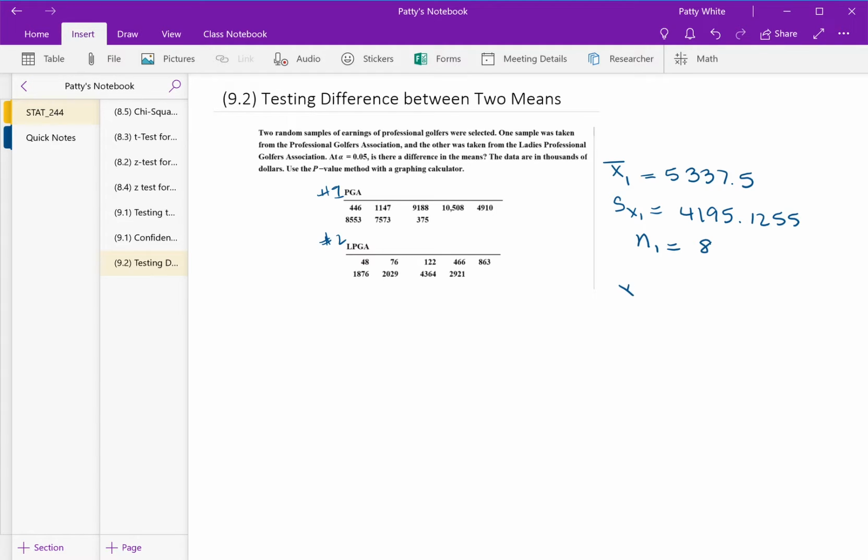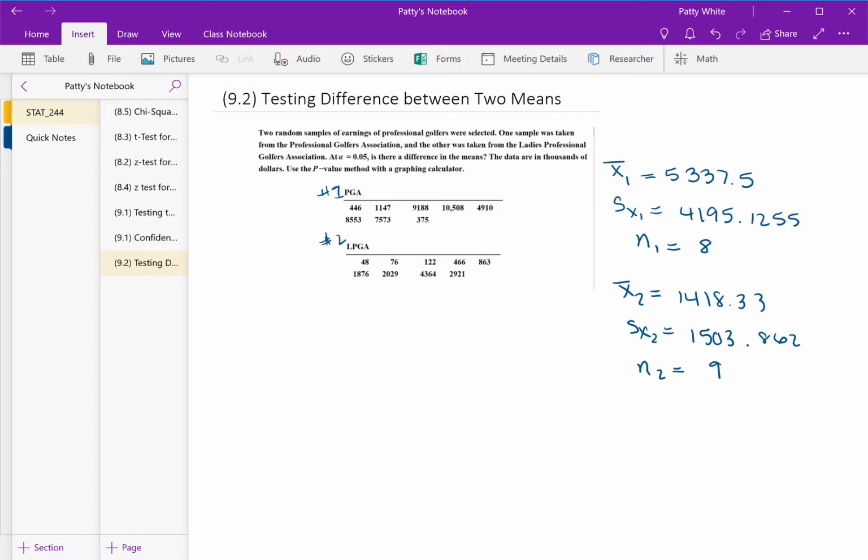If I do that again for the second sample, so X bar sub 2, I end up getting 1418.33. My standard deviation for X2, I end up getting 1503.862. And then my sample size for the second group is 9. So I have my two samples of data, and I need to go ahead and go through all of the steps that we've been doing.